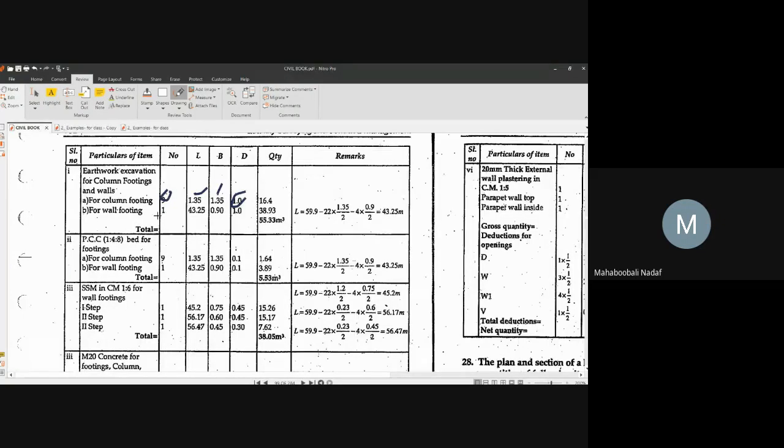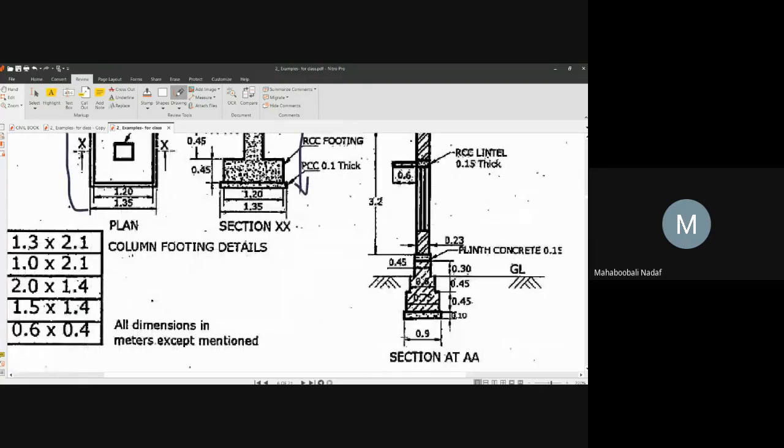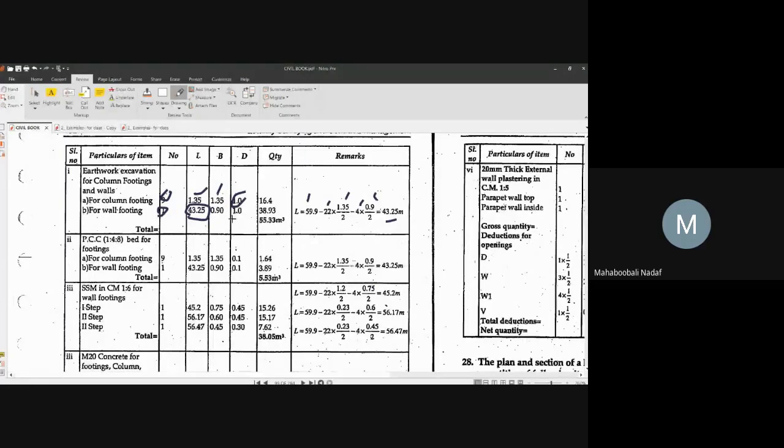Similarly, for continuous centerline length of wall, just now we have calculated it is 43.25. How? Original center to center length, n into b by 2 minus n into b by 2. This is 43.25. What is width and depth of excavation? 0.9 is the width, depth from here to here, how much? 1 meter.